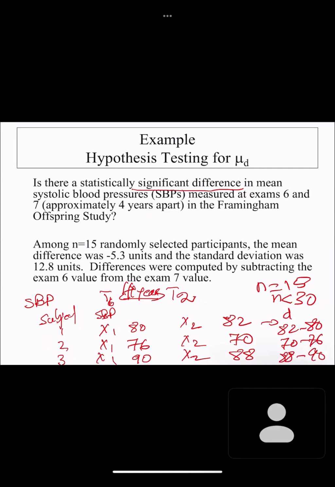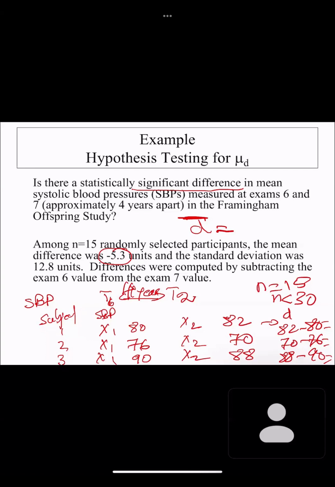So you have to be consistent. I'm taking time 2 minus time 1, and then we average those differences. This is 2, this is minus 6, this is minus 2. So minus 2 minus 6 plus 8 plus 2, and so on, over the total sample size, which is 15. And then they found minus 5.3, this is D bar.